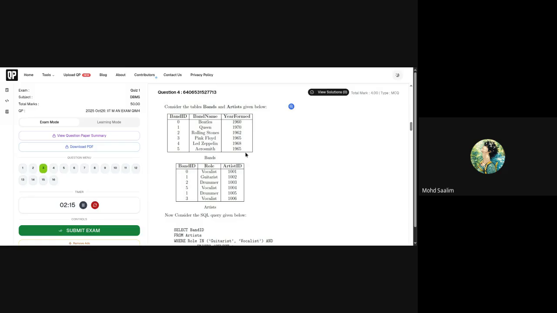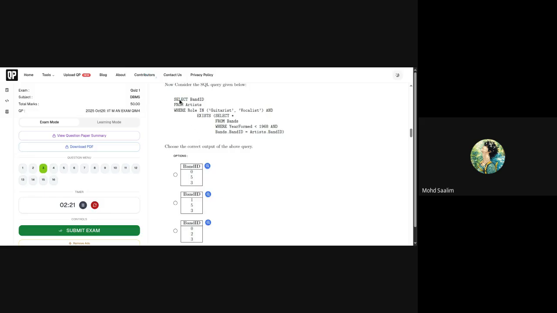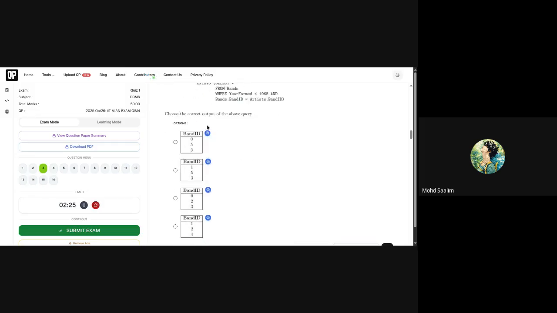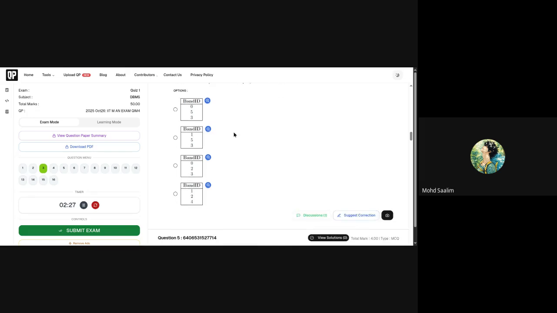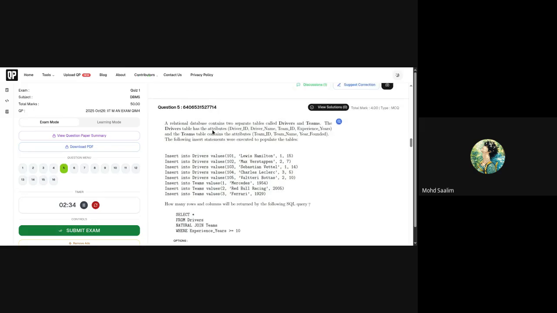Now again, they had given two different tables, and an SQL query is given. Again, it is a subquery type of SQL query, and they are asking for the output this time. So again, I will add +1 for SQL subqueries.